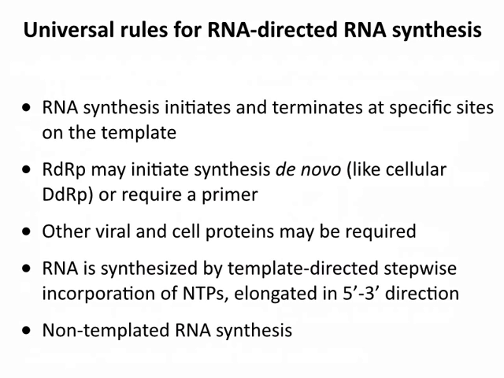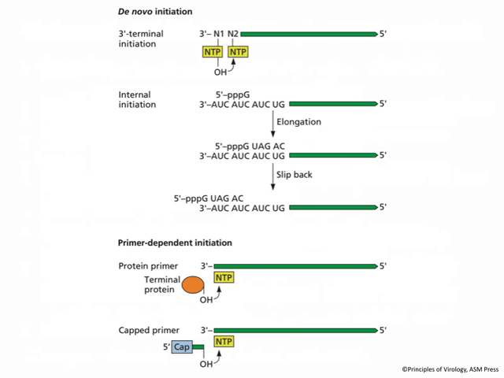There are also examples of non-templated RNA synthesis. So in all of these rules here, we're talking about a template. In other words, the polymerase is copying a template and making a copy strand. But sometimes there is RNA synthesis that is not based on the sequence in the template. We call that non-templated. And at the end today, we'll talk about an example of that and what it means.